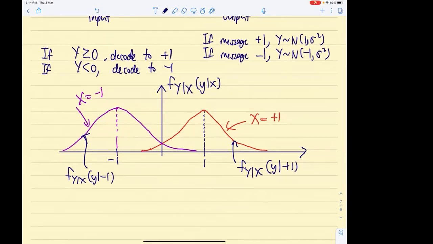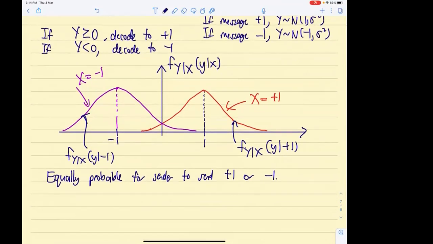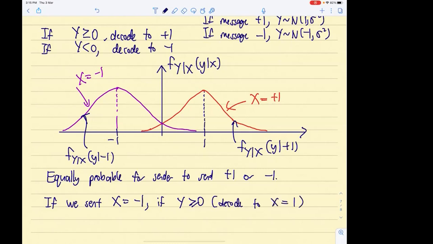Another piece of information we need is that it is equally probable for the sender to send plus one or minus one. These are equally probable symbols. So let us think for a little bit about when we make an error. If we send x equals minus one, when do we make an error? If we send x equals minus one, we make an error if y is bigger than zero. Because if y is bigger than zero, we decode to x equals one, which means that we have made an error. Is everyone following me?